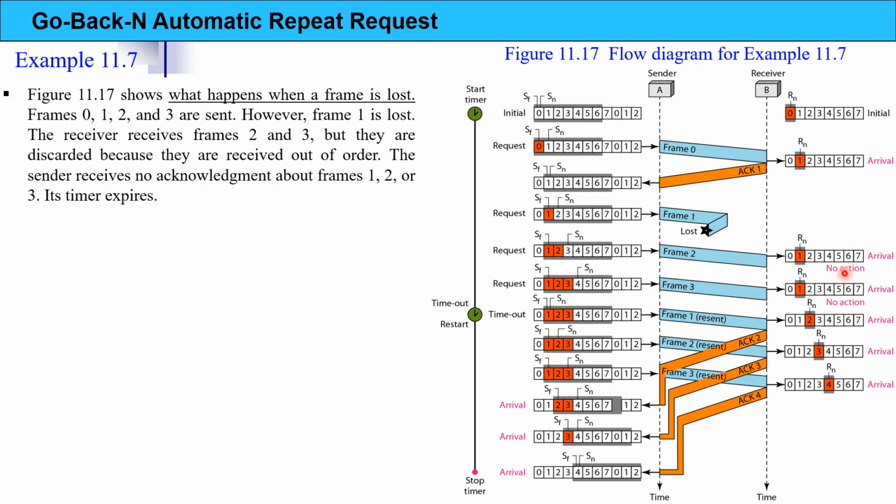Rn is the waiting frame. So here I am waiting for 4. Here I am waiting for 3. So at the beginning I'm waiting for 0. I received 0, I'm waiting for 1. Right? And this is also equal to the acknowledgement number. Okay.